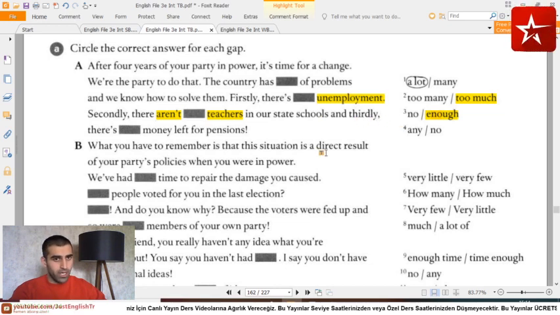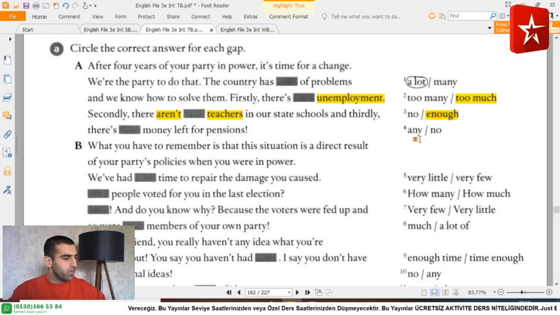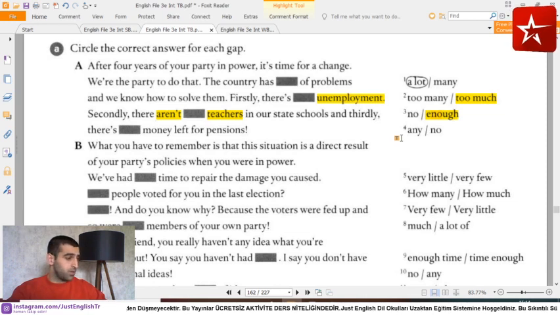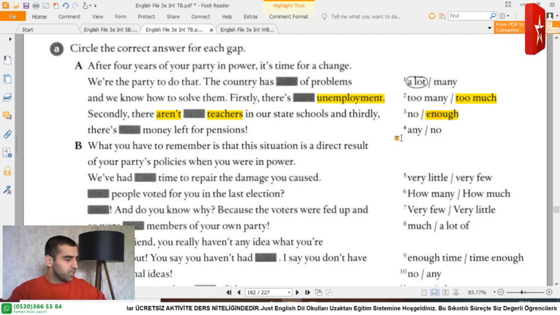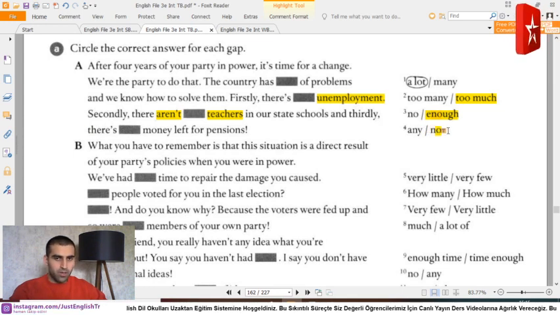And thirdly, next one: there is blah blah blah money left for pensions. Any or no? Melis, thank you. Your answer is good. Your answer is correct. Irina says no. Okay, we will see which answer is correct. And I'm waiting for the other answers. Mustafa Cihat says because we cannot use not plus no. That's the perfect answer. Yes. Like there is no. There is no.